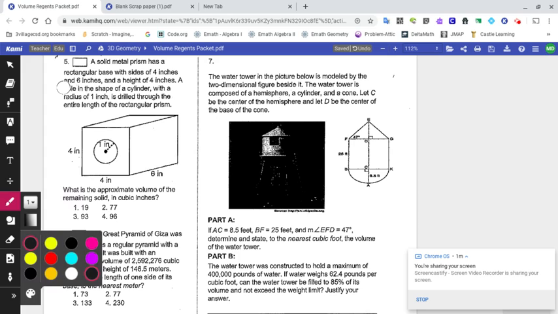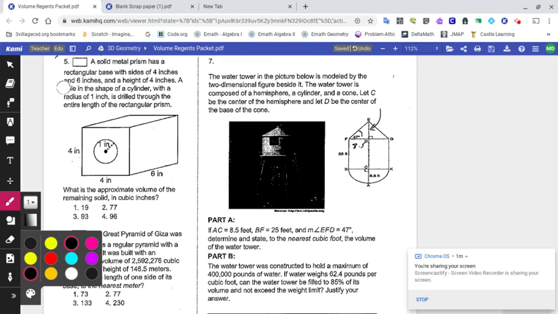Okay, so the first thing is the cone. The cone we know is 1/3 the area of the base times the height, so we need to know the height. The height of this cone is ED right here. We know this angle is 47, and we know this is 8.5 in here. So using trig, we can find that side.